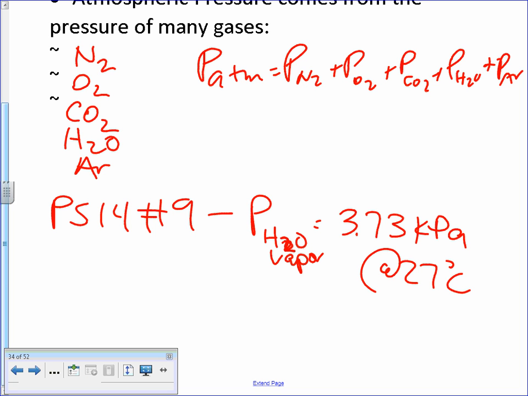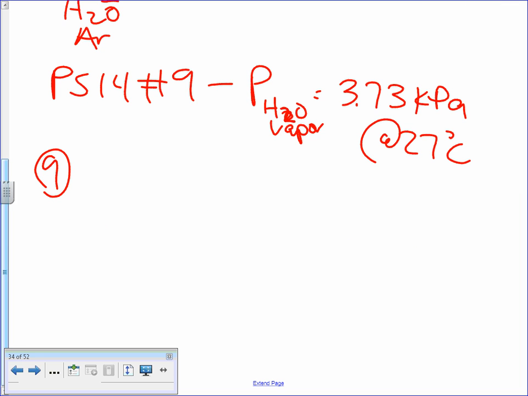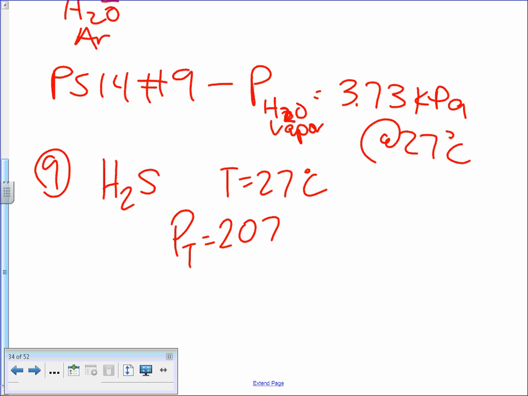And let's just do number 9 together. Here we go. If you have your PS with you, pull it out, you can look at it. I'm going to read it to you. A chemist collects a sample of hydrogen sulfide gas over water at a temperature of 27 degrees C. The gas has displaced a volume of 15 milliliters of water. So some gas has displaced water. That actually is not relevant on this point. But the total gas pressure is 207.33 kPa. What is the pressure of the H2S gas collected?